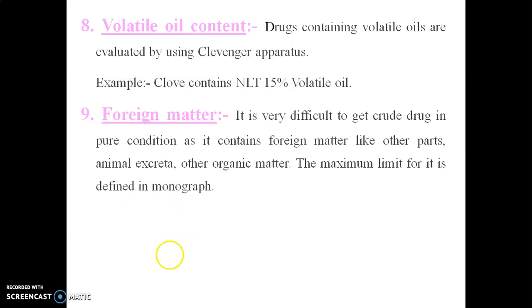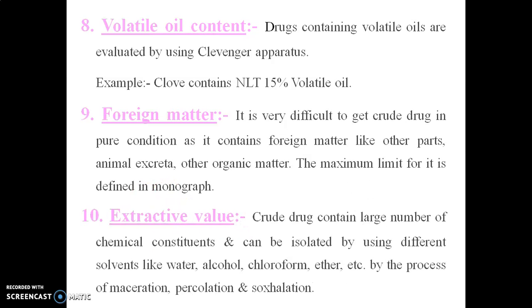Then foreign matter. It is very difficult to get a crude drug in a pure form, because it contains some kind of foreign matter, such as other parts, animal excreta and other organic matter. So the maximum limit for this foreign matter is given in the monograph, and according to that the crude drug possesses particular limitations for foreign matter.